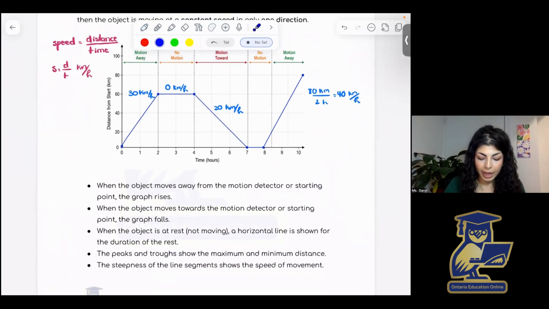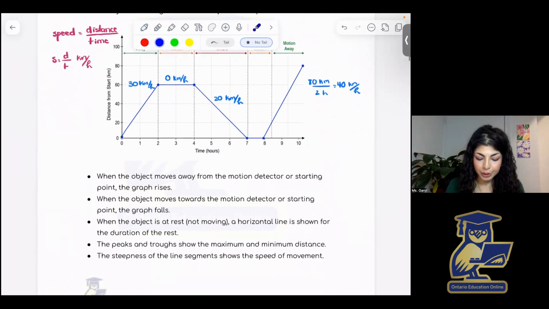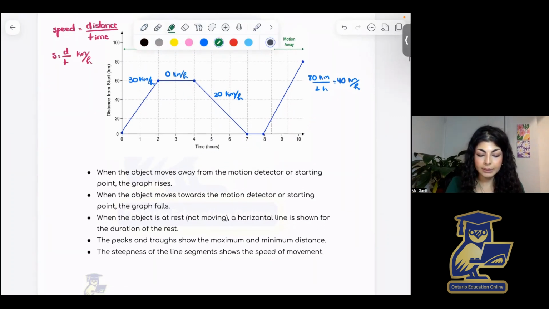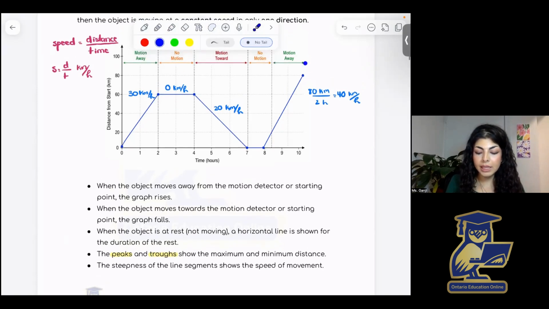One thing also we have now, and I will define these for you in our next page, but peaks and troughs. So peak is the highest point on our graph. In this case, this is the highest point, and it tells us the maximum distance that was traveled. So when we get to this point here, which is our maximum, this is the maximum distance traveled of 80 kilometers.